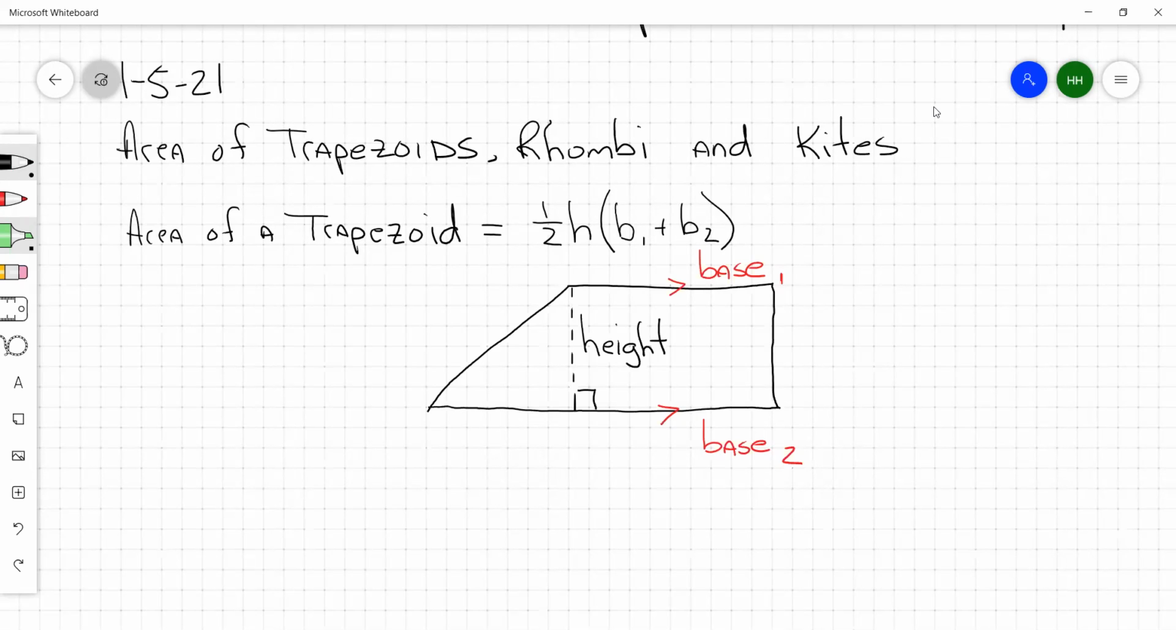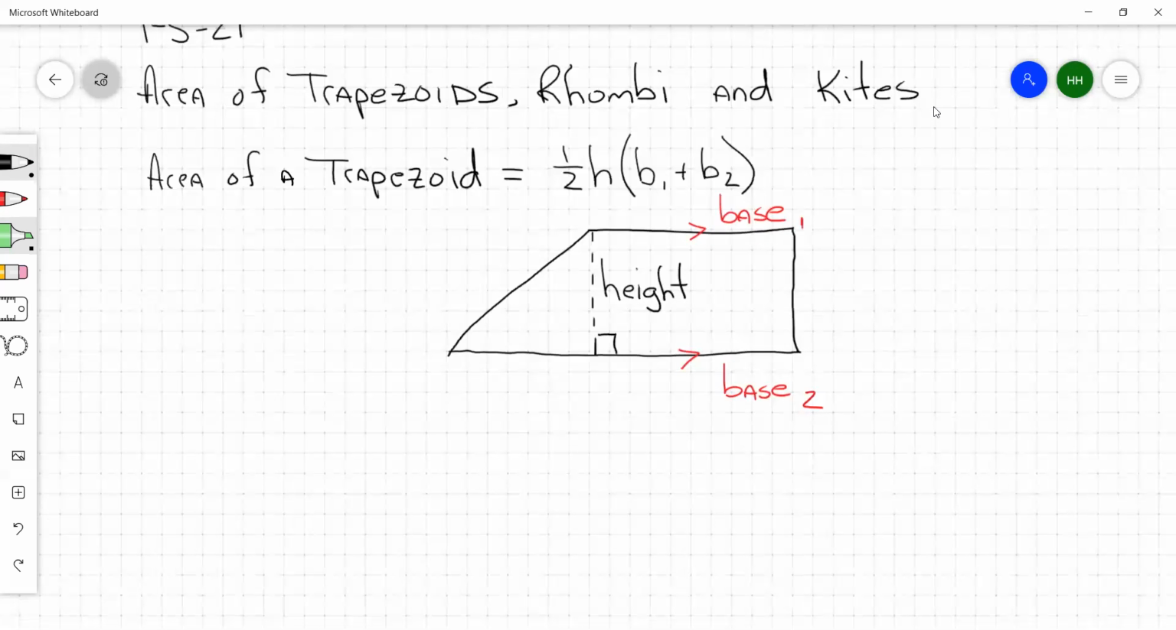Your height, just like yesterday, is always perpendicular to the base. Base and height are always perpendicular. Okay? So it's just a matter of finding some values and plugging them in.